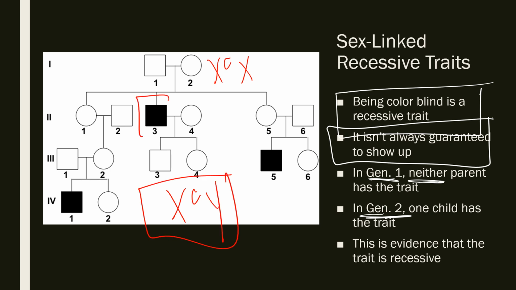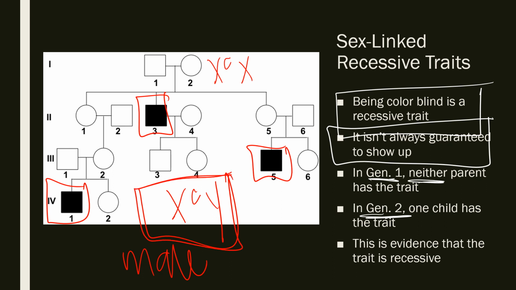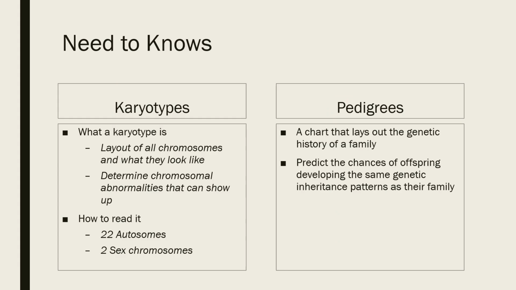And if you notice throughout here, we have all male individuals with colorblindness. It is because it is more likely for males to be colorblind than women. In order for women to be colorblind, they need to have XC. And it's just not very likely that this is ever going to happen.